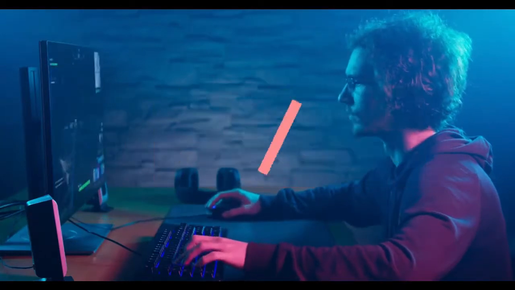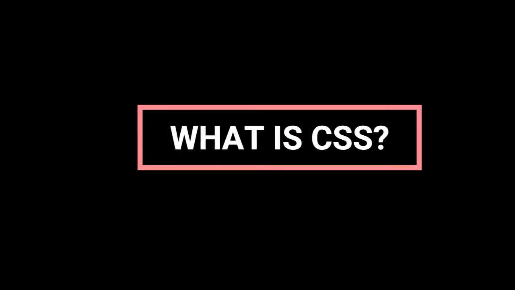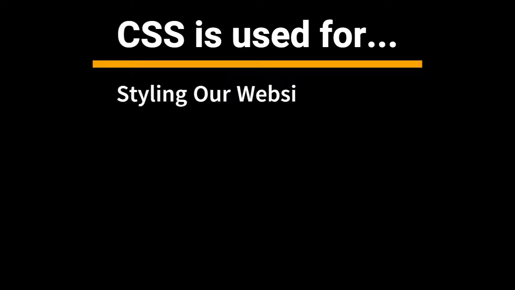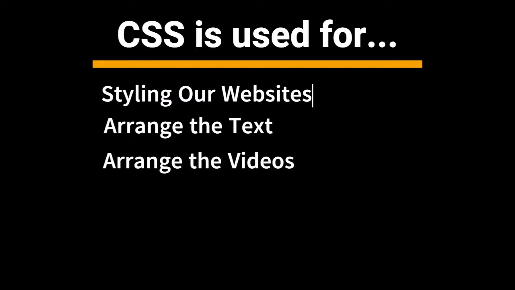In this video, we are going to look at the overview of CSS, or better still, what is CSS? Okay, so if you don't already know, CSS stands for Cascading Style Sheet. Now from this acronym, it's clear that CSS is used for styling. Okay, CSS is used for styling our website. It's used to arrange the text in our website, the videos, and the pictures we have in our website.